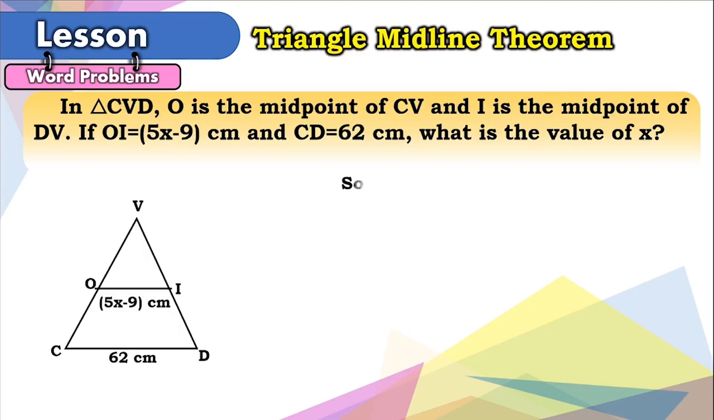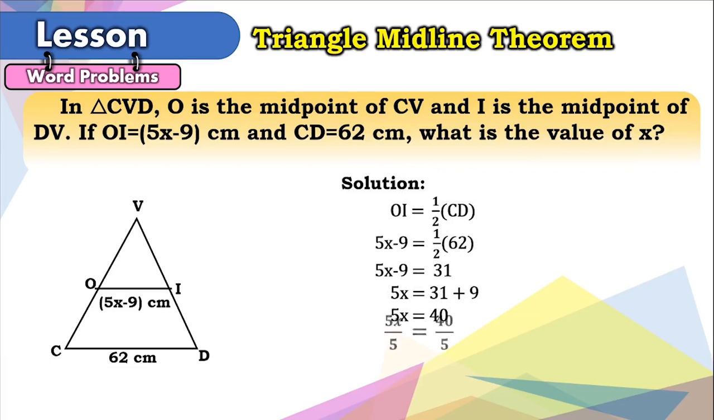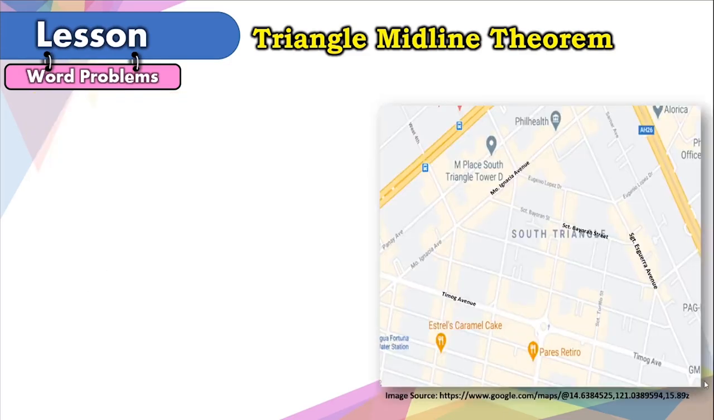As for the solution, applying the triangle midline theorem, we can have OI is equal to 1/2 of CD. Substituting the given details, we can have 5x minus 9 is equal to 1/2 of 62. This can be simplified further as 5x is equal to 40. Applying multiplication property of equality, the final answer is x is equal to 8. Word problem number 2.